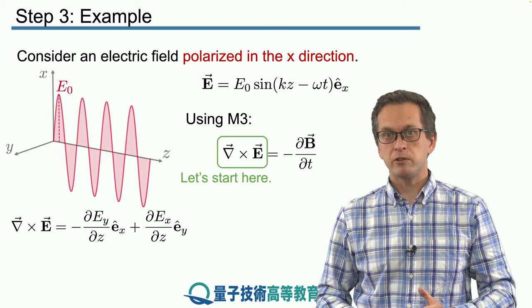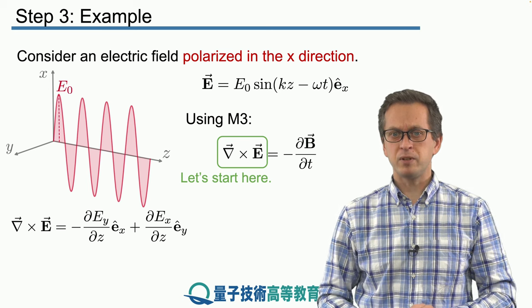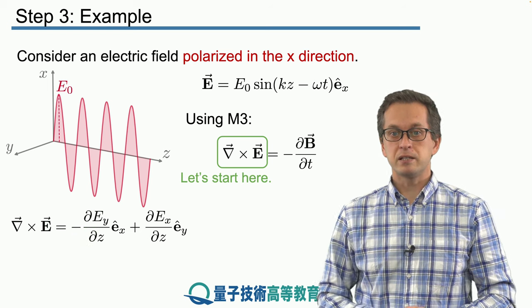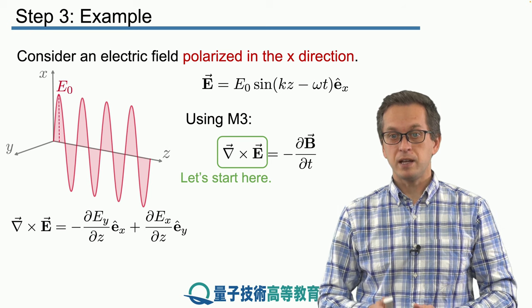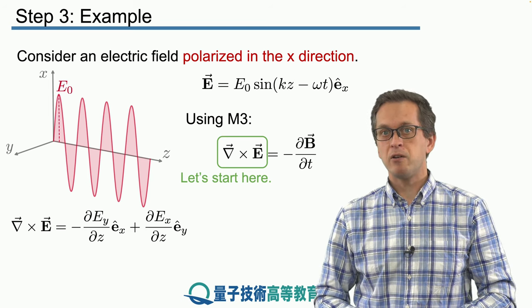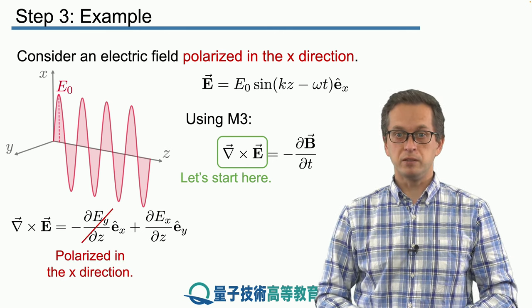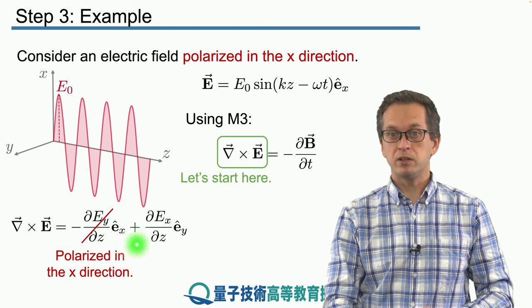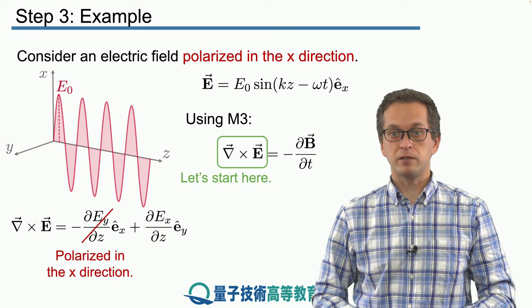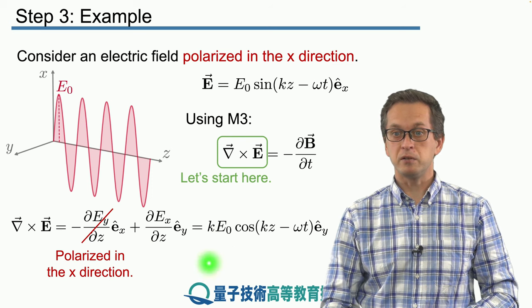The expression for the most general curl is quite complicated, but in this case, because the electric field is polarized in the x direction only, it simplifies to something very simple. It tells us that the curl of the electric field is given by the following expression. It's minus the z derivative of Ey in the x direction plus the z derivative of Ex in the y direction. But remember, we said that our electric field is polarized in the x direction only, meaning that this first term, Ey, is zero, therefore we can forget about it. And the curl of the electric field is only given by this following vector, whose magnitude is dEx by dz.